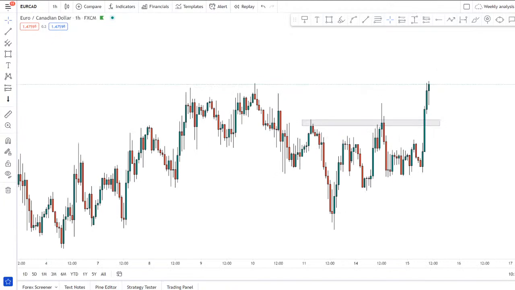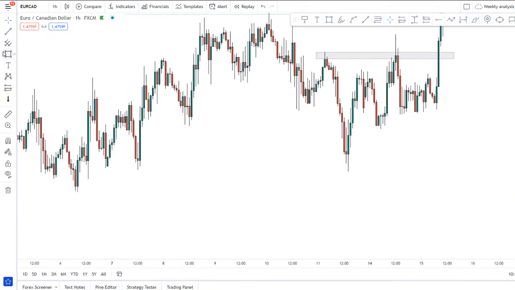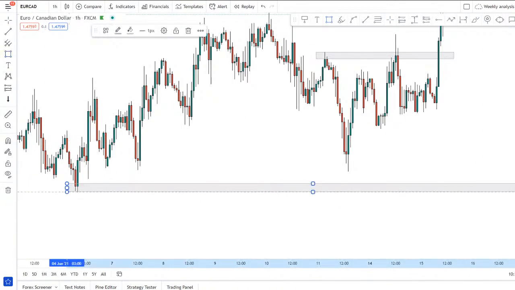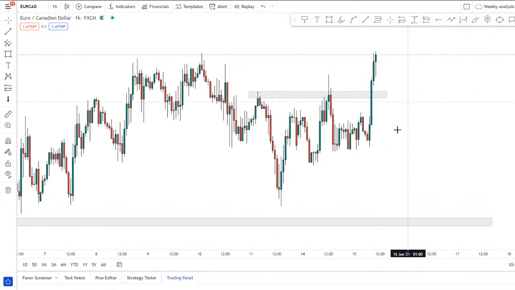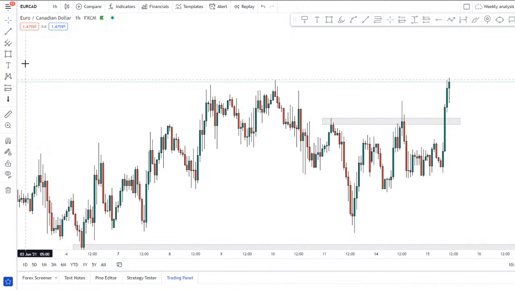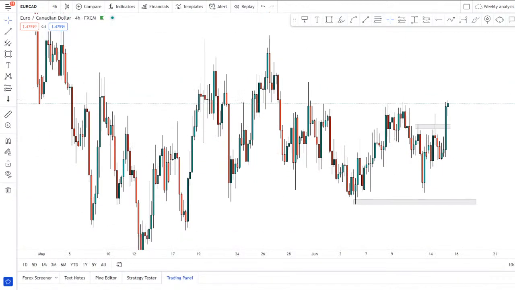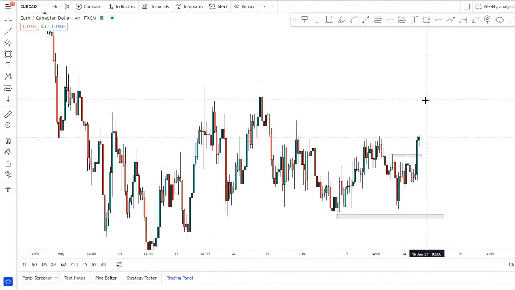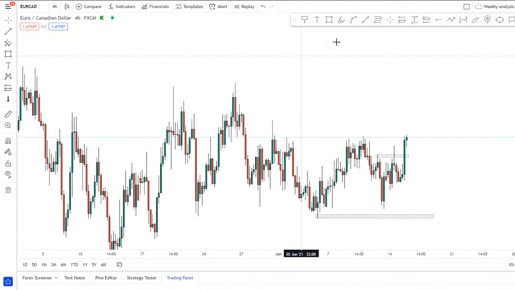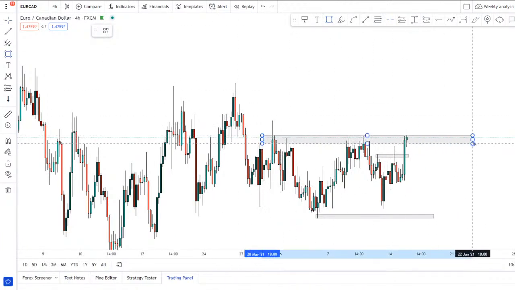So I was looking for a continuation back down to this area of support. It was quite a high probability trade there, but as you can see, EUR/CAD decided not to and shot to the upside. So yeah, that one's break even. Potentially we could actually see EUR/CAD continue to the upside a lot more if it does start taking out some key levels. But yeah, I was in this EUR/CAD trade on Monday.